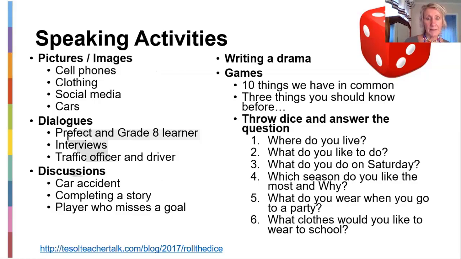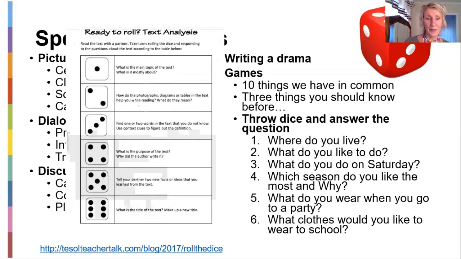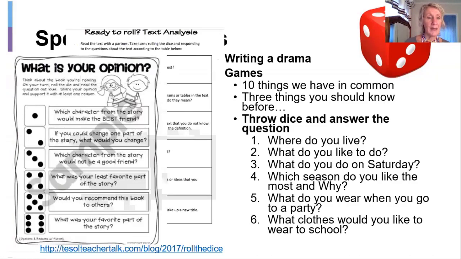This is, okay, I'm going the wrong way. This is for short stories. 1, it would be, which character from the story would make the best friend? All right. You throw 3, which character from the story would not be a good friend? Throw 5, would you recommend this book to others? And number 6, what was your favorite part of the story? So they could relate to short stories as well.